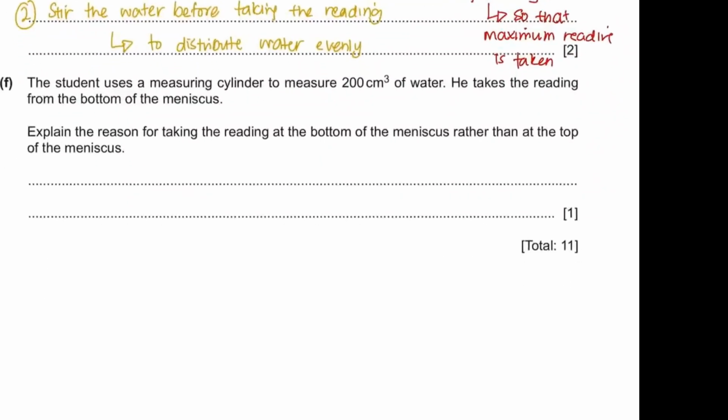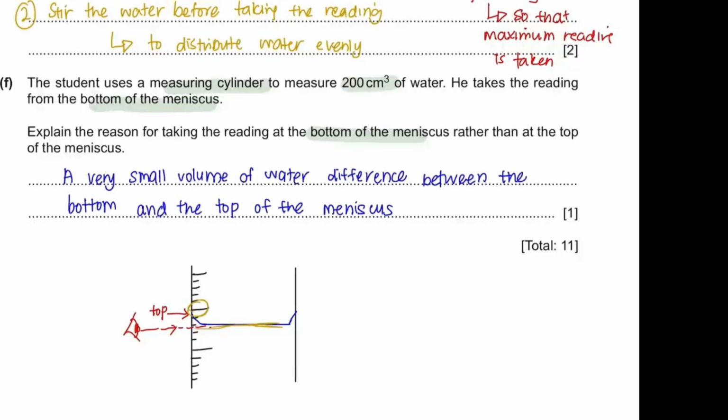Question F. The student uses a measuring cylinder to measure 200 cm³ of water. He takes the reading from the bottom of the meniscus. Explain the reason for taking the reading at the bottom of the meniscus rather than at the top of the meniscus. This is because there is a very small volume amount of water between the bottom of the meniscus and the top of the meniscus.